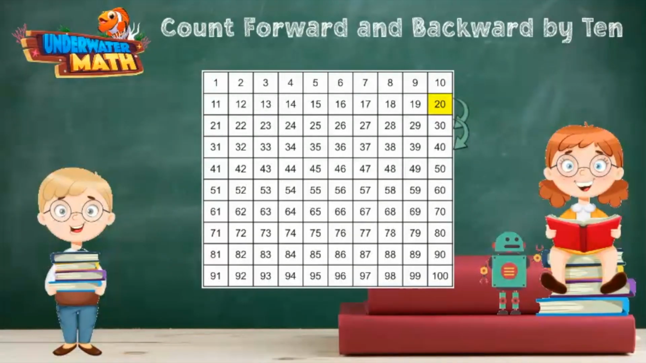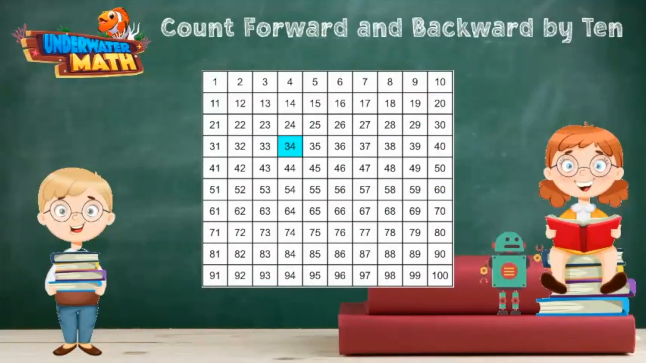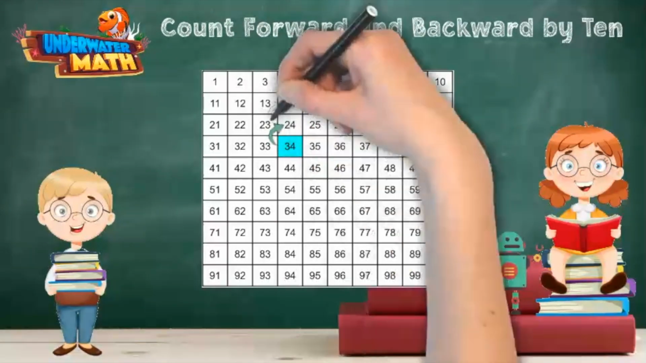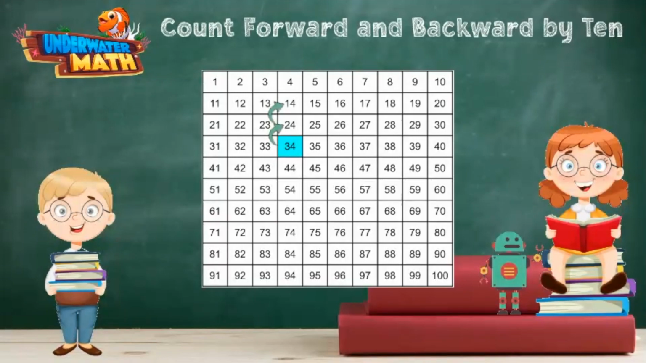Now, if we want to count backward, we just need to go the other direction. Let's look at the number 34 and count backward by 10. We can move one row up and land on 24. If we count backward by 10 again, we get 14.